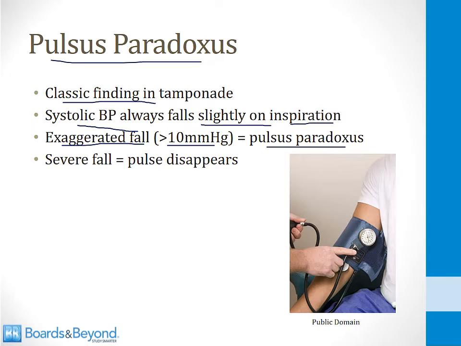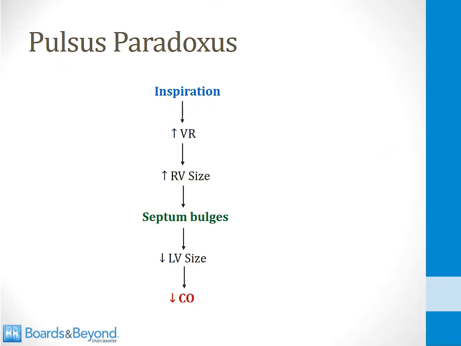It gets its name because if the tamponade is severe, the drop in blood pressure can be so great that you can no longer palpate the pulse. So hundreds of years ago, doctors noticed that patients with fluid around their heart would have their pulse disappear when they took in a deep breath, and they called that pulsus paradoxus. The physiology of pulsus paradoxus is shown on this slide.